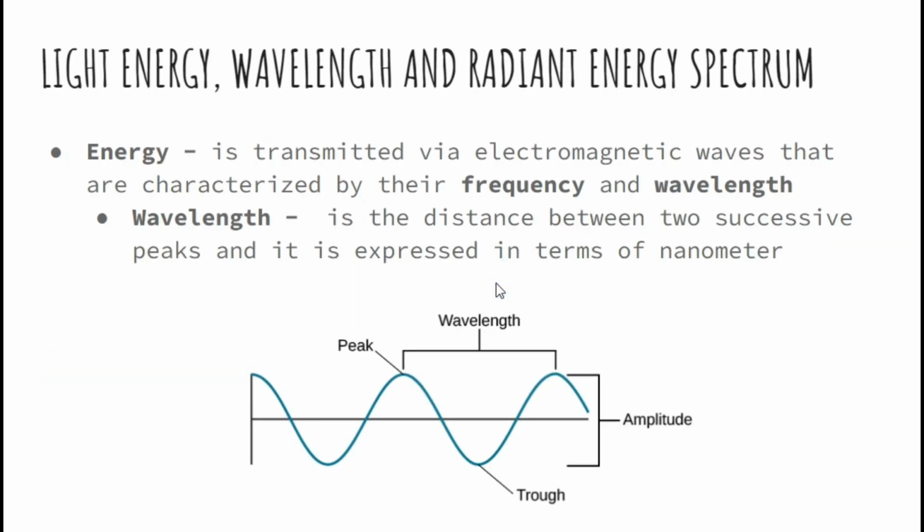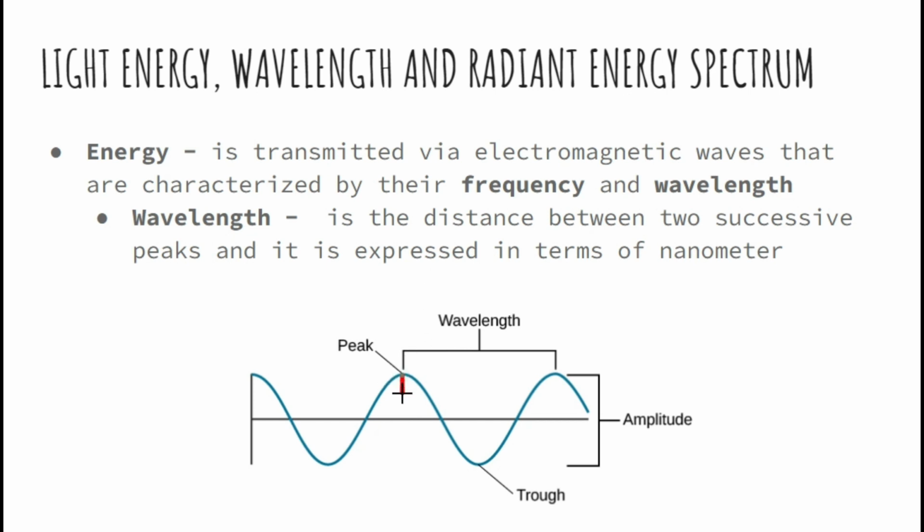So next natin here, let's define energy, wavelength, and radiant energy spectrum. Under this, we have the term energy. This is transmitted via electromagnetic waves. Ito po yung waves na yan that are characterized by their frequency and their wavelength. Yung frequency po is yung dami po ng waves. And then yung wavelength naman po, it is defined as the distance between two successive peaks, and it is expressed in terms of nanometers.